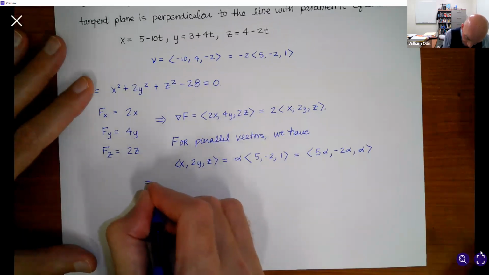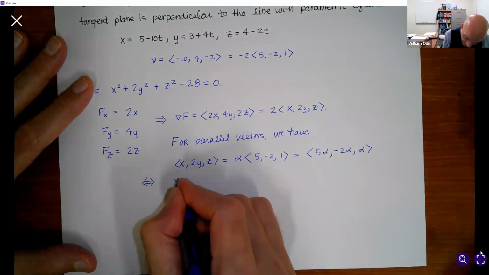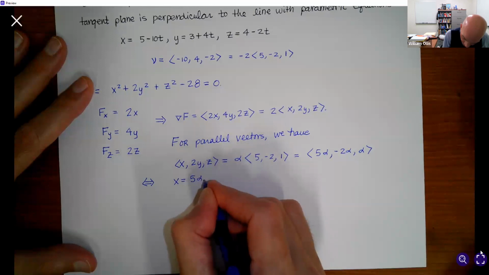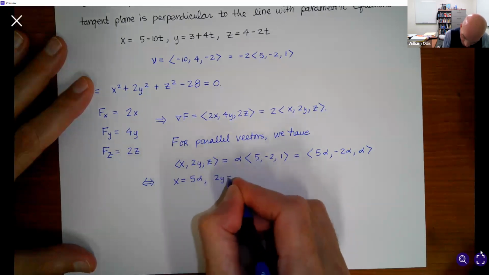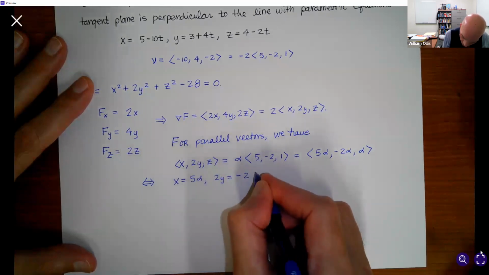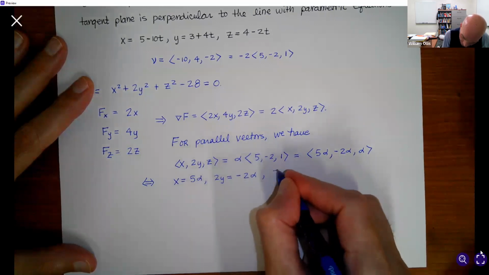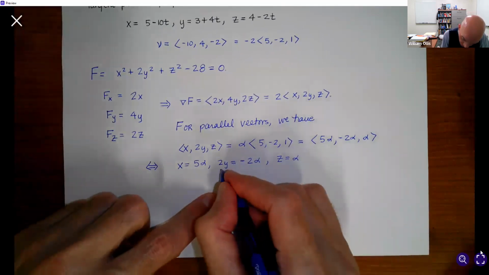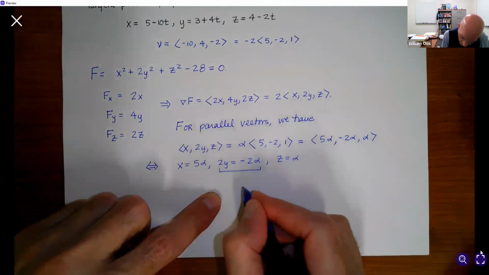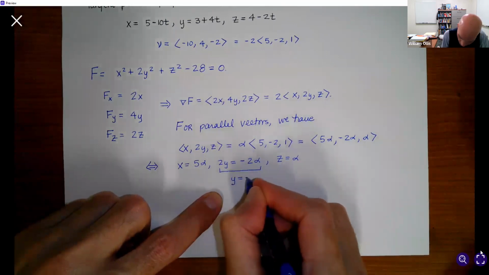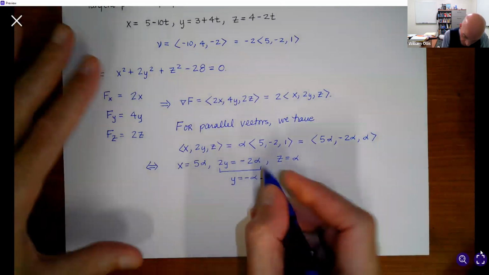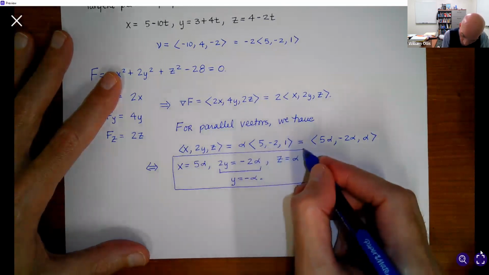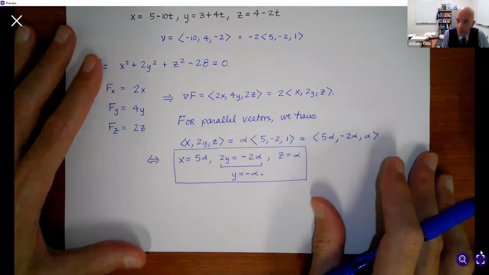Equivalently, x equals 5 alpha, 2y equals -2 alpha, and z equals alpha. Of course, here we can absorb the 2, so y equals negative alpha. So this gives us a prescription of what the coordinates x, y, and z should be relative to alpha.